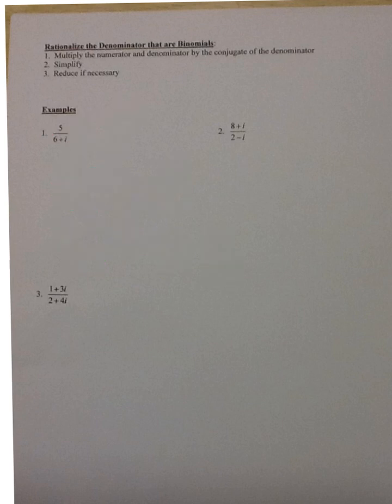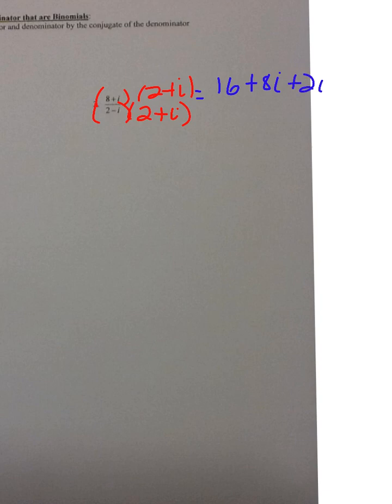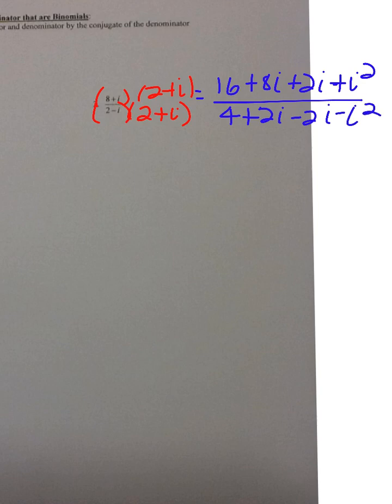So I have a few binomials there. The conjugate of 2 minus i is 2 plus i. So I multiply the numerator and the denominator by 2 plus i. So I distribute the 8. So I have 16 plus 8i plus 2i plus i squared. Over, distributing the denominator, 4 plus 2i minus 2i minus i squared.